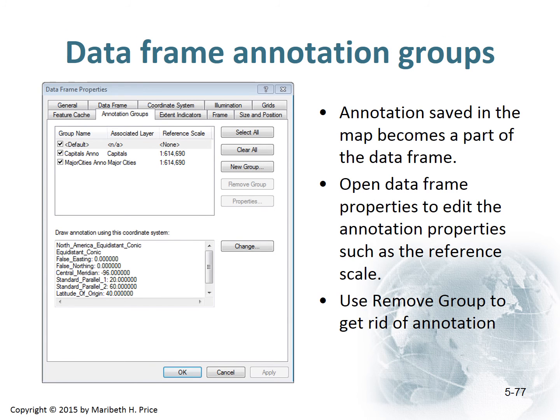And a lot of this is all off your annotation groups from your data frame properties. It saves part of the map. It opens the data frame properties to edit the annotation properties, such as the reference scale. And you can use remove group to get rid of annotation.